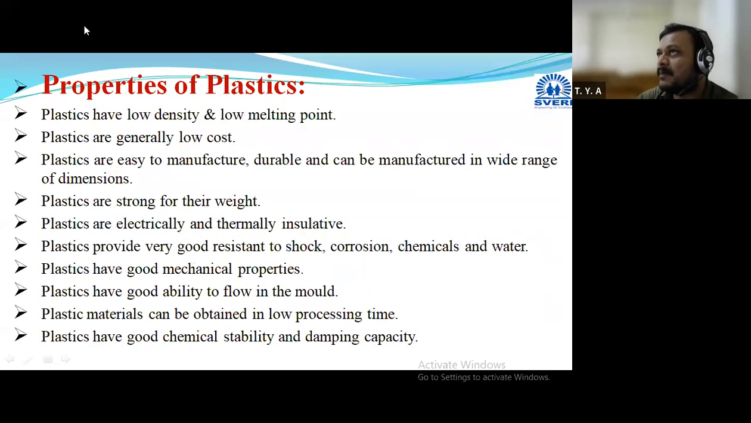Then, properties of these plastic materials. If you are having any doubt or query, please ask me, those who are attending lectures through online mode.